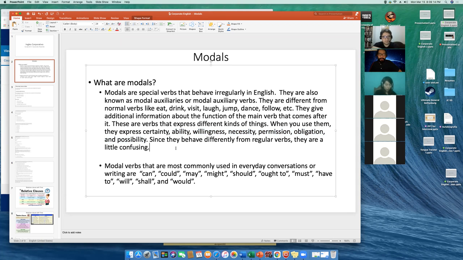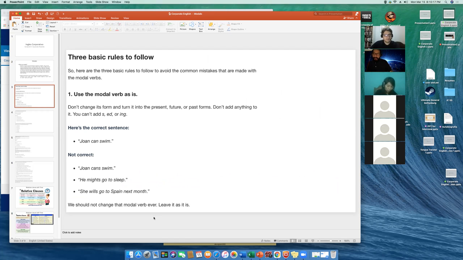Okay. Now, they could get a little bit confusing because once again, they behave differently than a regular verb, okay? The most common modal verbs we mentioned a few seconds ago: can, could, may, might, should, ought to, must, have to, will, shall, and would. Everybody okay with these? I'm pretty sure at one point or another, you guys have seen these in a phrase, in a sentence, or you guys have had to perform one of these modals. So let's do a quick explanation of how they are used, or when will you see them?